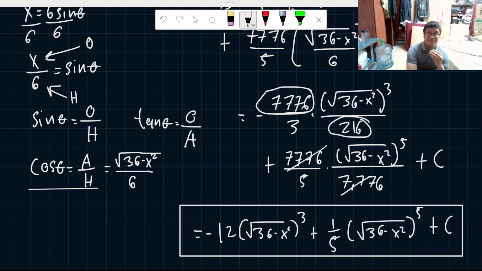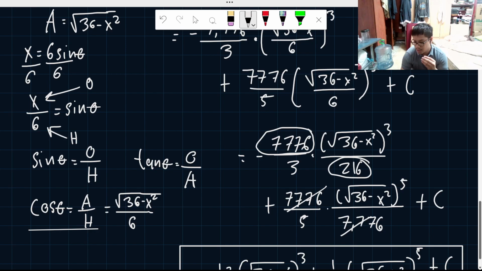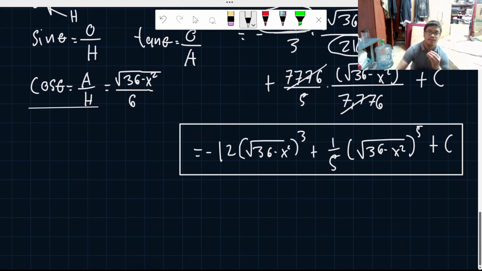We've come a long way actually. Wait, just to be sure. I don't want to make mistakes. All right? Just want to be sure in terms of simplifying. 7,776 over 3 times what's that again? 6 to the cube, right? Oh yeah, correct. It's 12. And that one we have this raised to the fifth power. Okay, yeah. We can leave this as our final answer. All right?